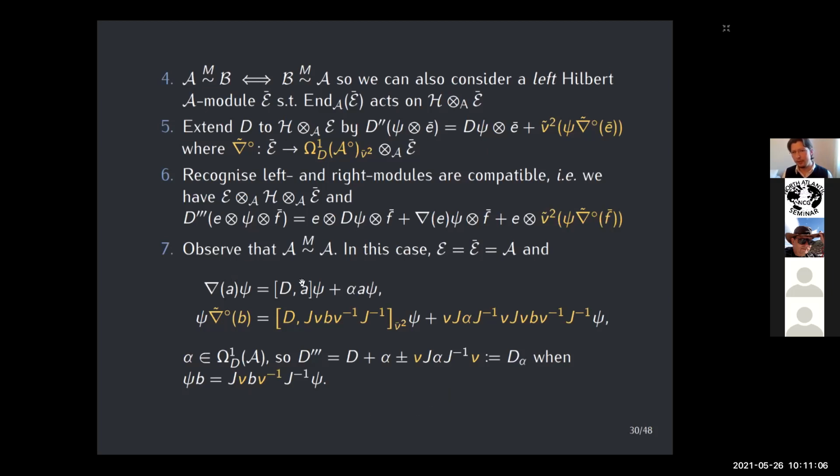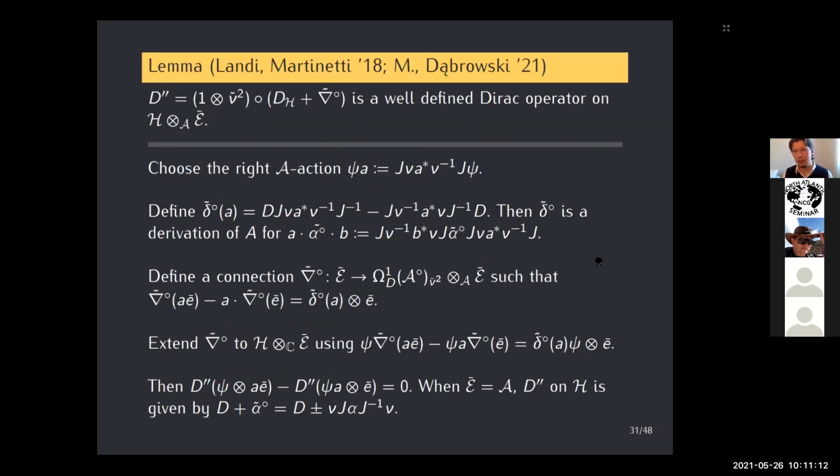So this last step kind of skips a lot of details. So I'll give a bit of a proof of where this comes from. The important point is that the requirement for this twist here comes from needing that the Dirac operator be well defined on the expanded Hilbert space.